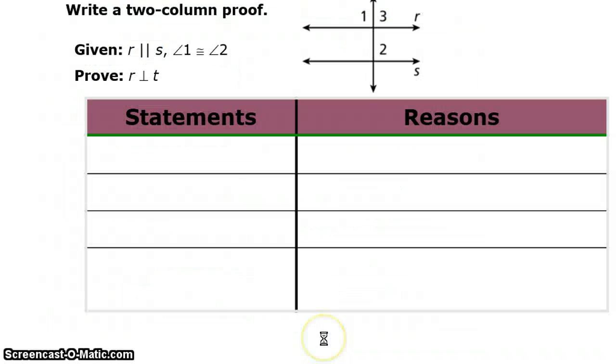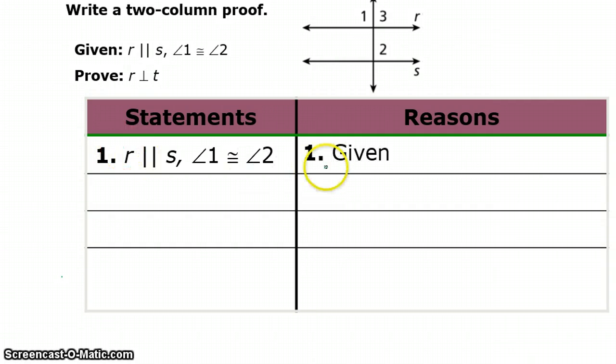All right, so let's try a proof. Okay, we've been given some information, so we're going to bring that down here and we're going to make that our first statement. And we know why, because it is given. I'm going to come up here and I'm going to make my markings. R is parallel to S, and angle 1 is congruent to angle 2. What we want to prove is that line R and line T are perpendicular to each other. So let's see if we can do that.